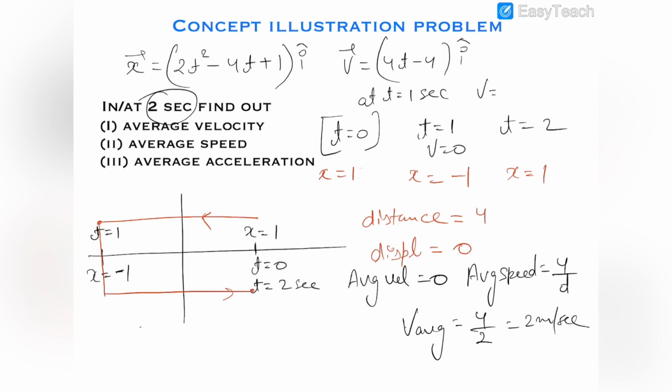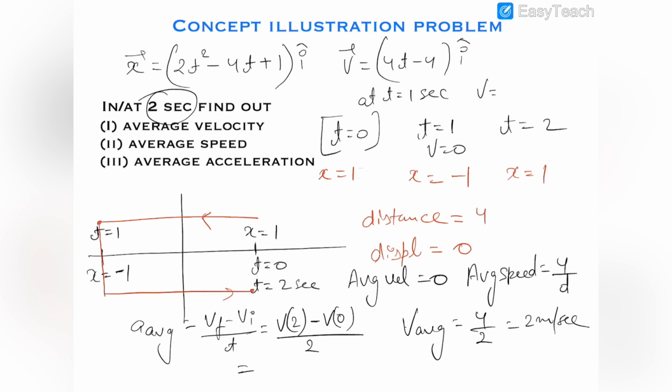Now, when we talk about the average acceleration, it is v final minus v initial upon time taken. You can see that the final time is 2 seconds. So we have to write down the velocity at 2 seconds minus velocity at 0 seconds, upon the time taken, which is 2.